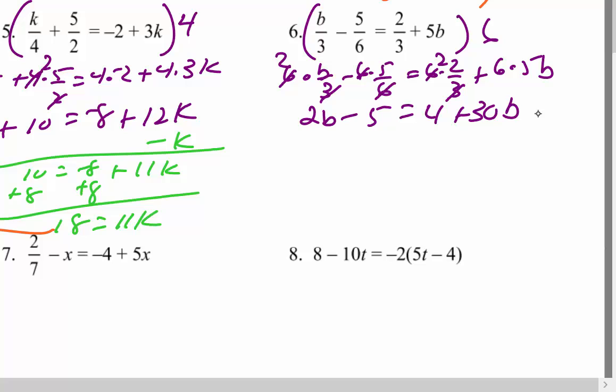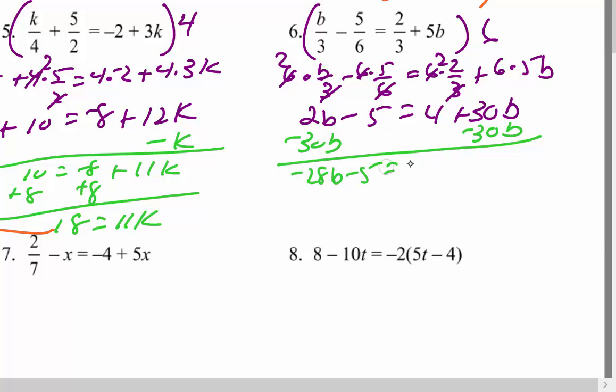So I have to decide which side I want the variable on. Just to show you it doesn't matter, I see we did right last time. We'll do left this time. So I have to get rid of the 30b's on the right. I do that by subtraction. So 2b minus 30b is negative 28b minus 5 equals 4, because 30b minus 30b is 0.